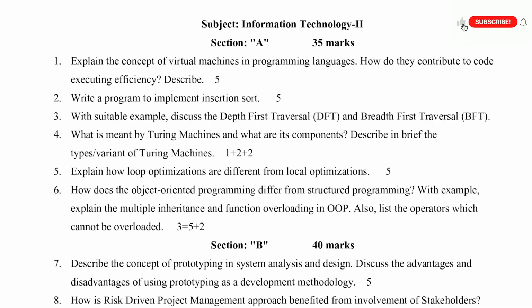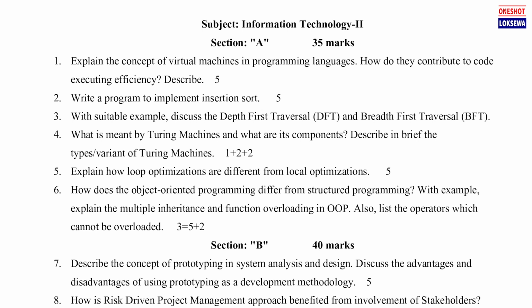Subject: Information Technology 2. Section A, 35 marks. 1. Explain the concept of virtual machines in programming languages. How do they contribute to code execution efficiency? Describe. 5. 2. Write a program to implement insertion sort.